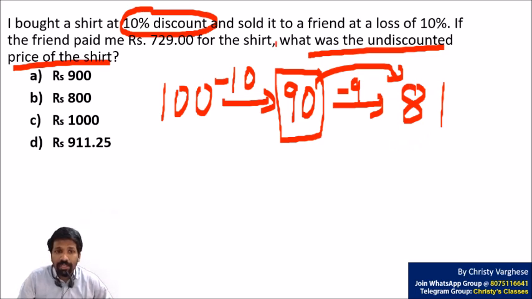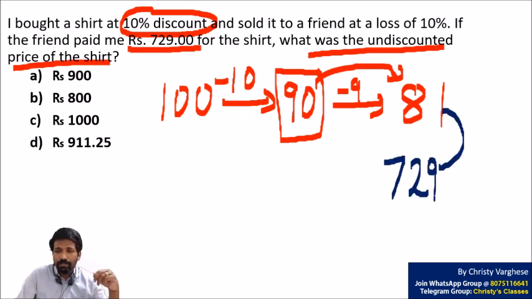Now the question is saying that the friend paid me 729 rupees. That means I got back 729 rupees. That is what the question says. But what we are getting is 81 rupees. Question is saying 729 rupees. Yeah, we were expecting a wrong answer for sure because we took a random example. But it is easy to correct this value. That is the idea of the taking example method.